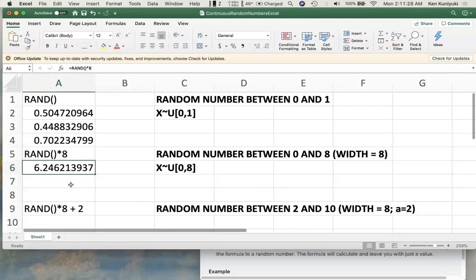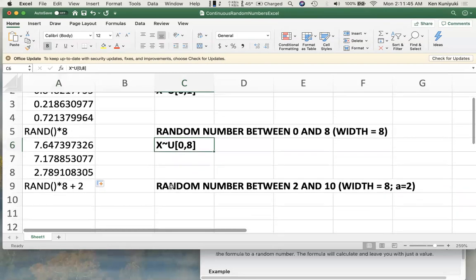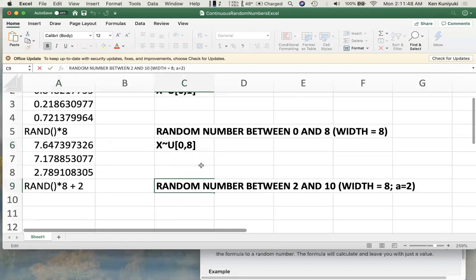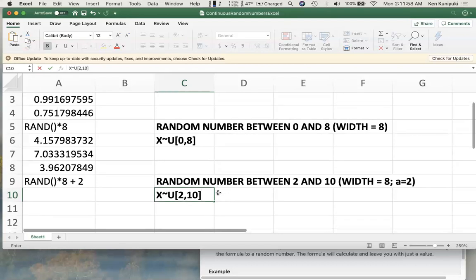It's about 6.2. We can take 3 of these. So here we have 3 random values from this uniform 0, 8 distribution. Again, there's no favorability towards lower values, higher values, or middle values. But wait a minute. What if we want random numbers between 2 and 10? So basically, we want to lift up this distribution by 2 units. We want random variables from a uniform 2, 10 distribution.